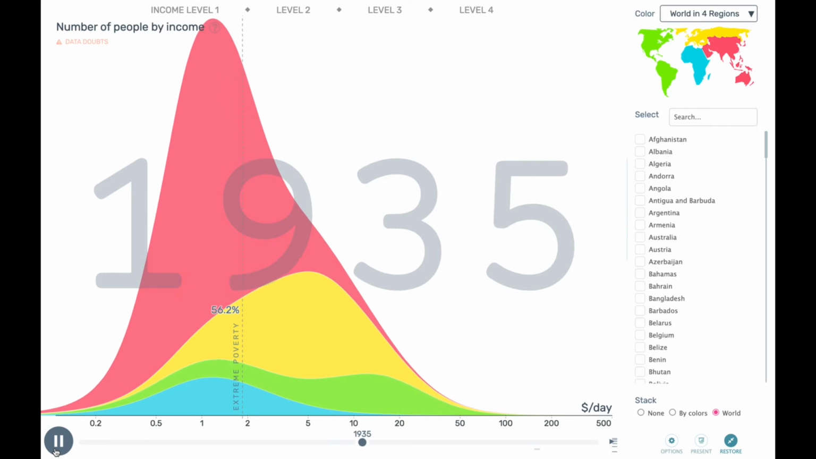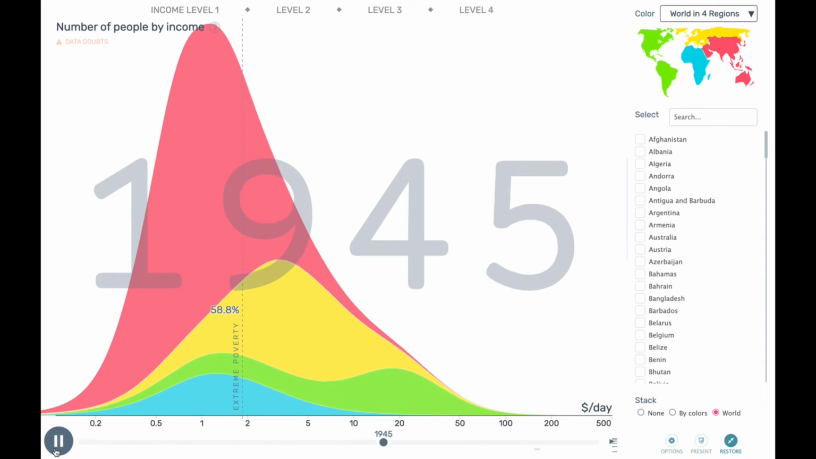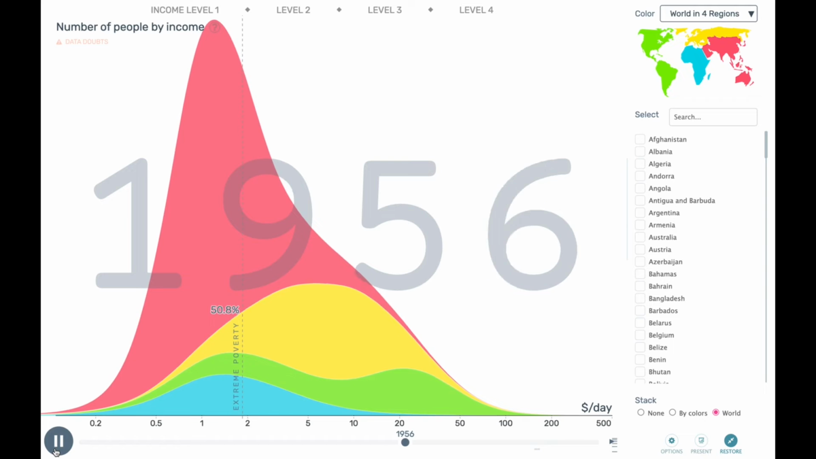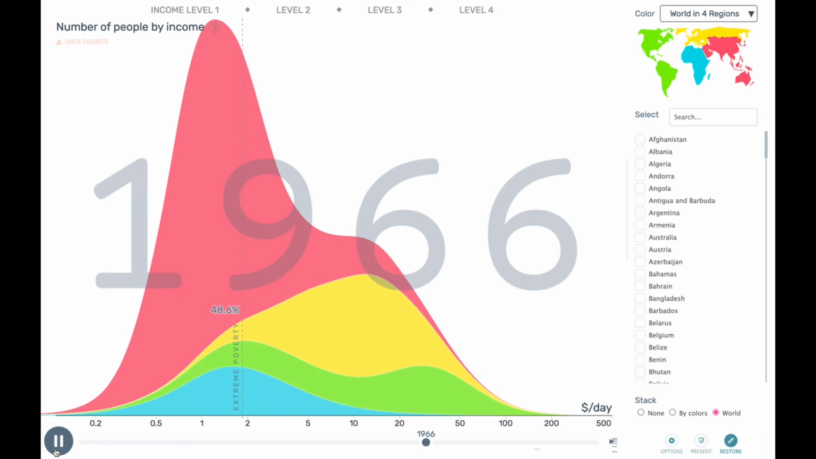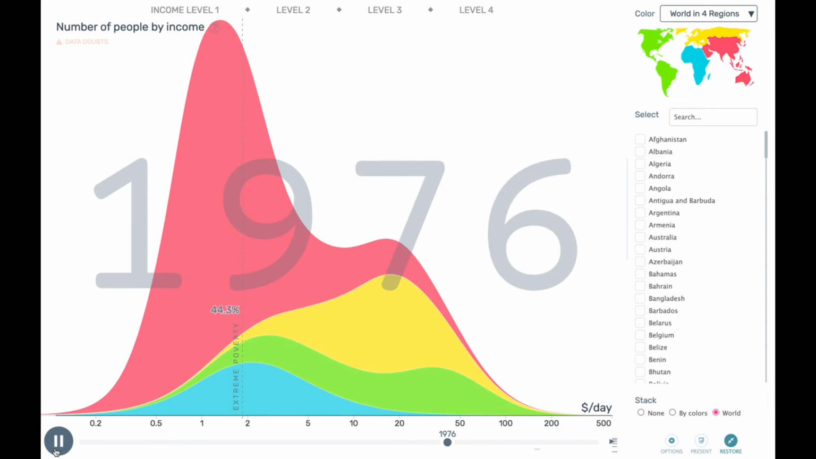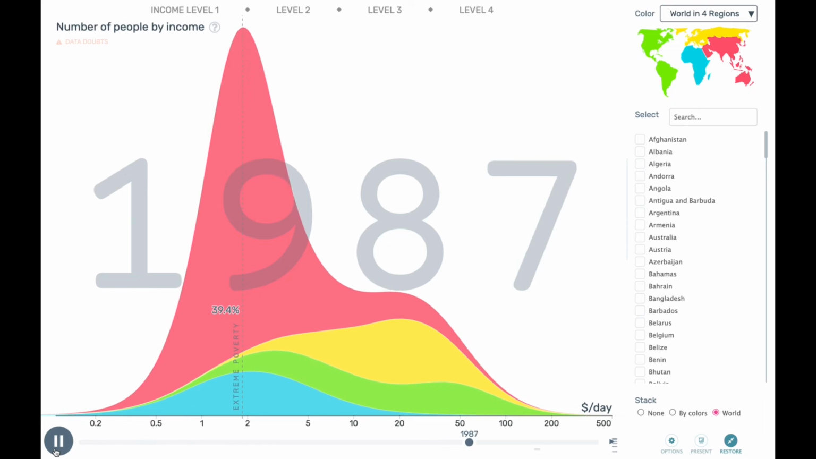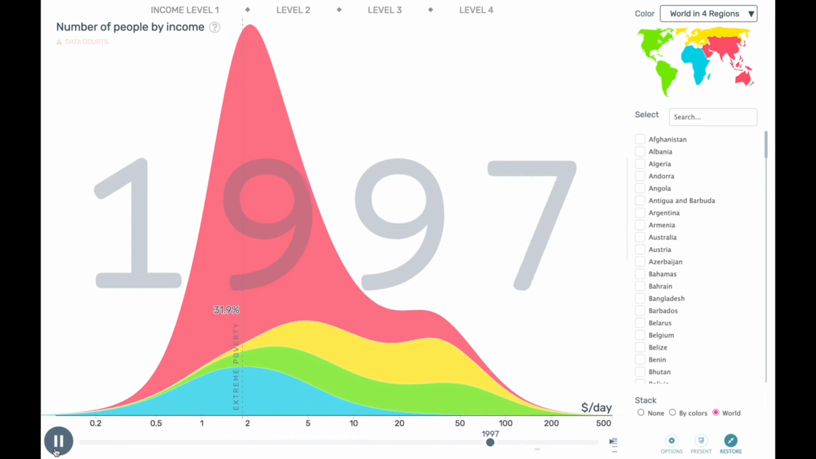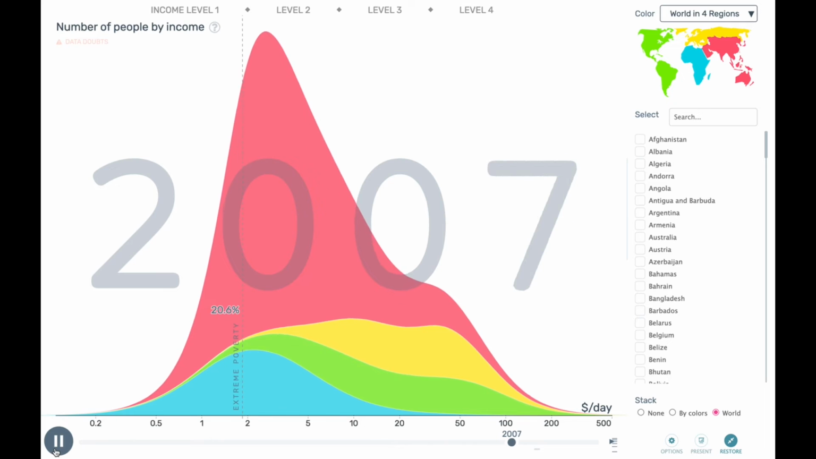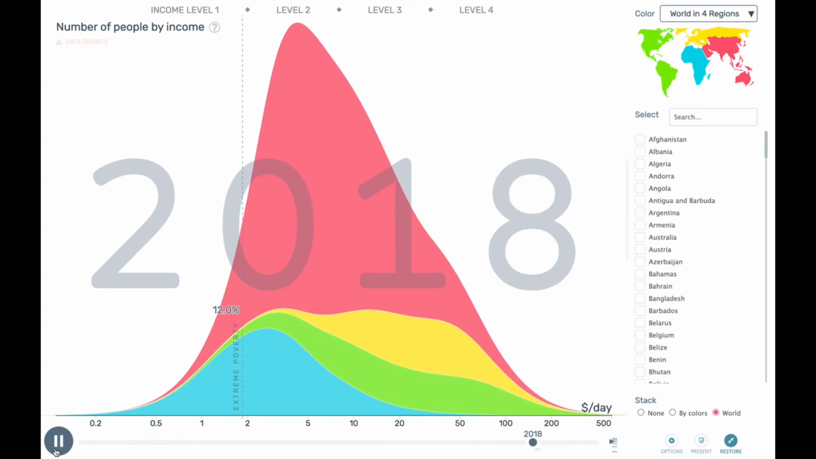Lives for the 2 billion people at this income level are much more stable than for those people at level 1 and 2. And they can afford to buy things beyond their basic necessities. People at income level 4 earn more than $32 a day. At this income level, we find the richest billion on the planet.